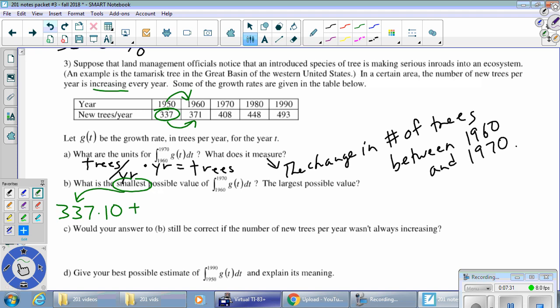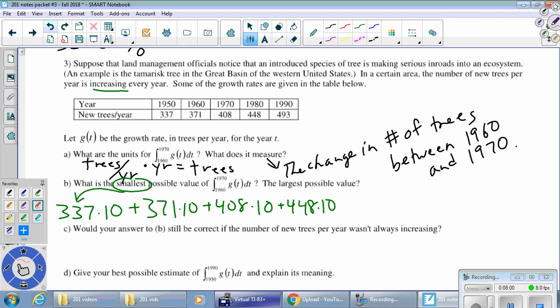Plus, in the next 10-year period, 1960 to 1970, you're going to pick the smaller of those two and just assume that it stayed at 371 the entire 10 years, so 371 times 10, and then we just keep going this way. Make sure you don't get carried away. You do not put the 493 in this lowest estimate, because from 1980 to 1990, we were looking at 448, and that's the last 10-year period.